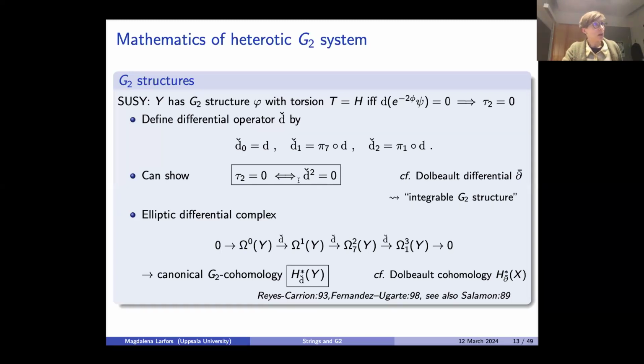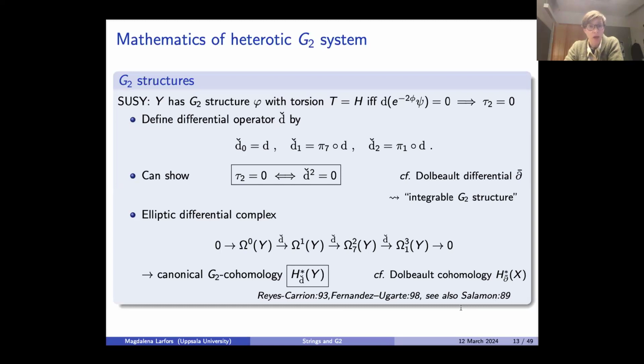So one can quite easily see that this operator here is elliptic. And when it's nilpotent, we can then write down an elliptic differential complex, as is done here. And we can use that to define cohomology classes. This cohomology is known as the canonical G2 cohomology, and this was worked out by Reyes-Carrion and Fernandez Ugarte in the 90s.